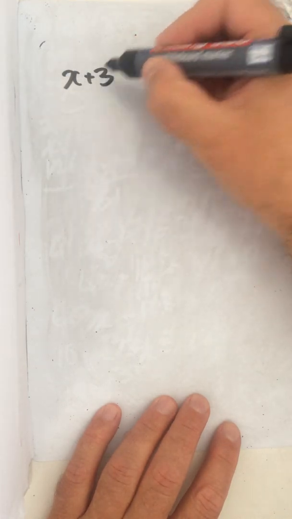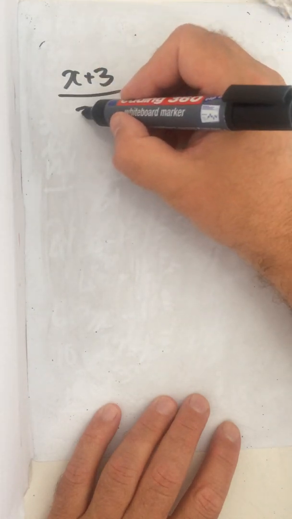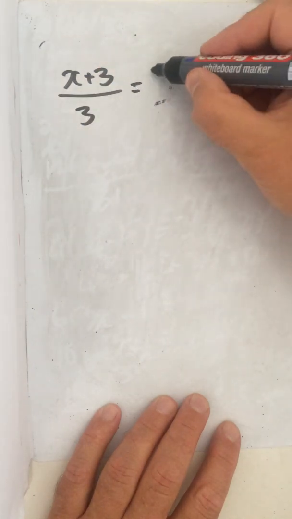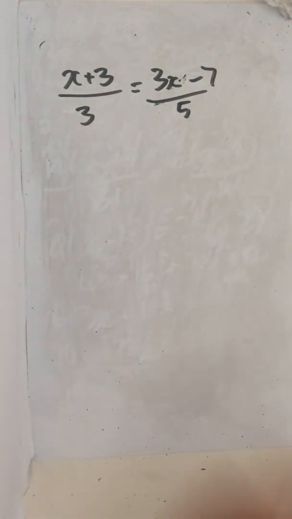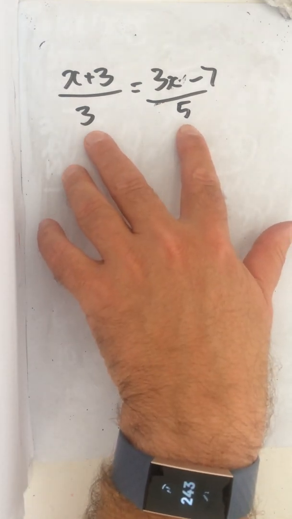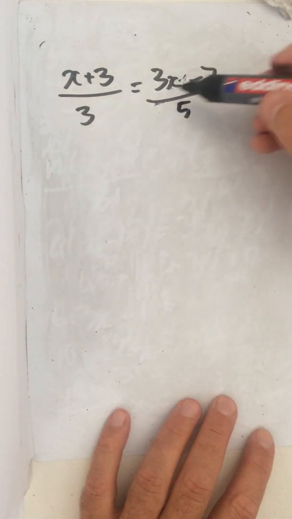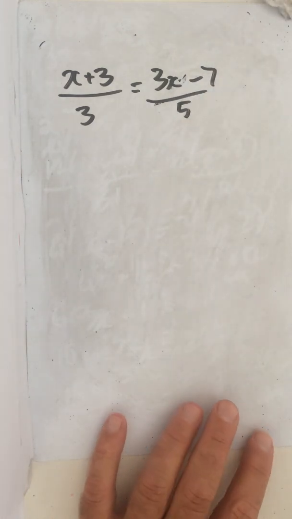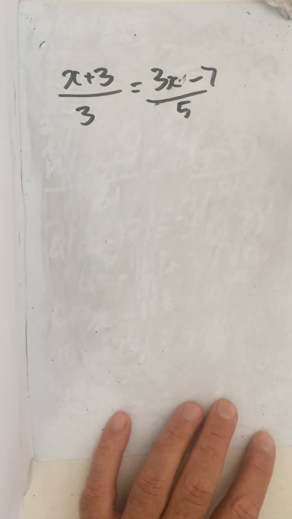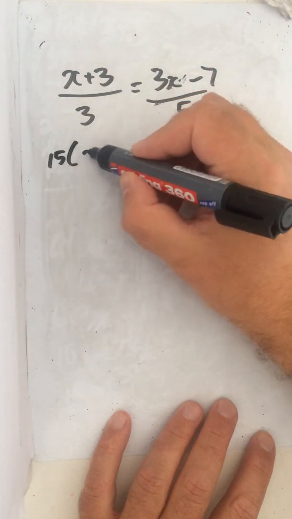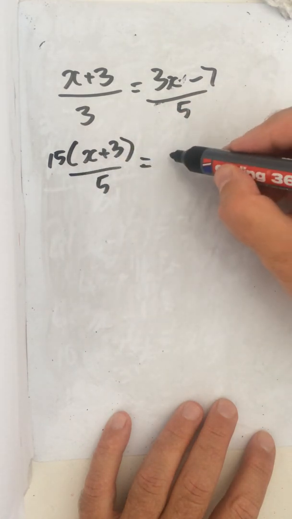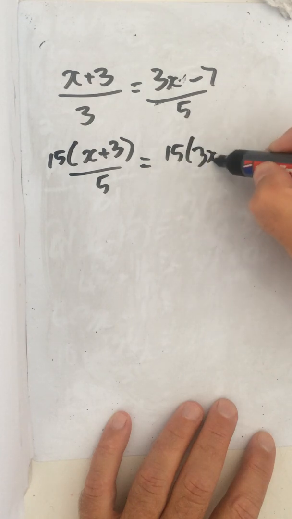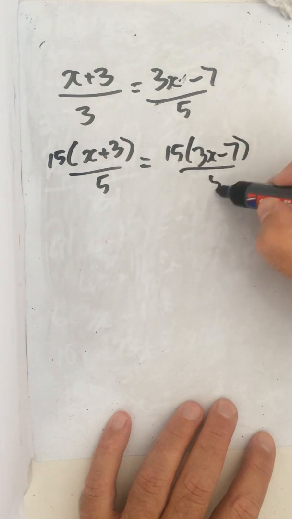So let's go with x plus 3 over 3 is equal to 3x minus 7 over 5. So we have to get rid of the numbers at the bottom, which are divisions. So we've found the lowest common multiple of 3 and 5, which is 15. We're going to keep it the same apart from putting 15 outside the brackets: 15 times 3x minus 7 over 5.